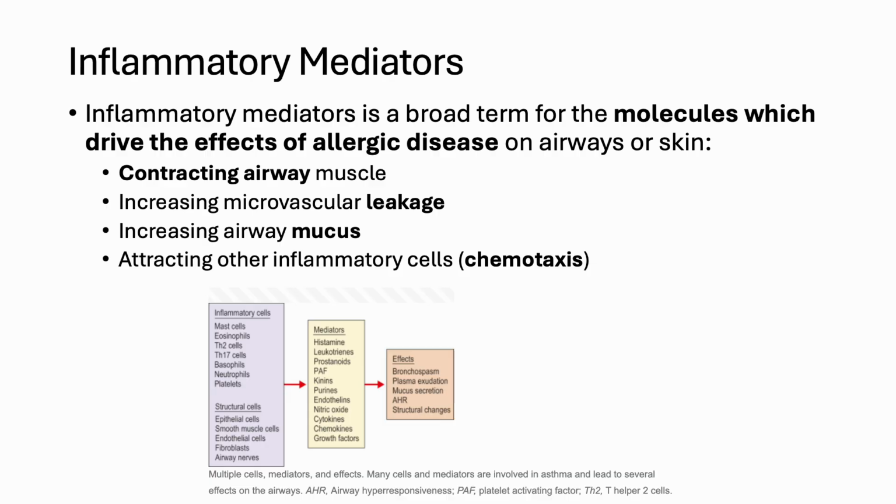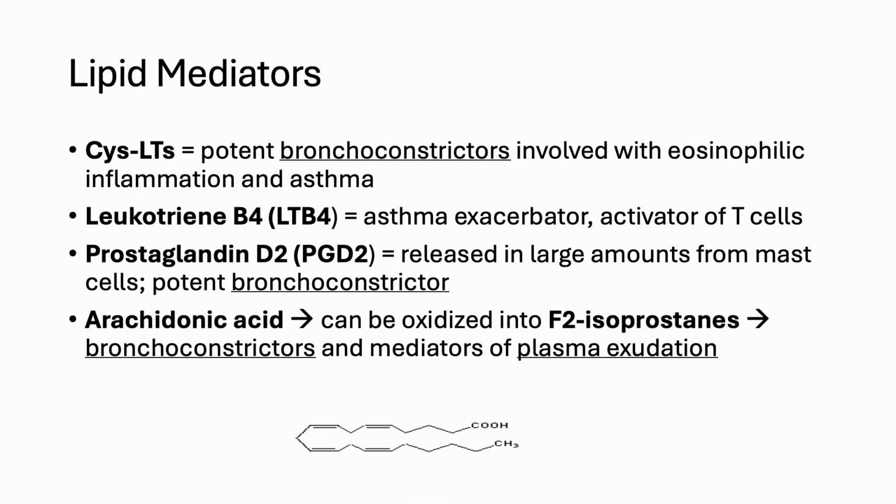And down here you can see a good overview of how we get from these cells to the mediators, and then the effects. So the mediators are literally mediating the cells and their effects. So lipid mediators are one of the big classes. So we have things like cysteinyl leukotrienes.